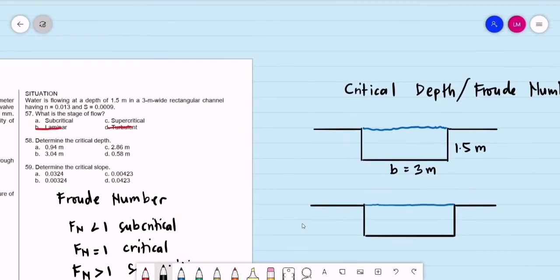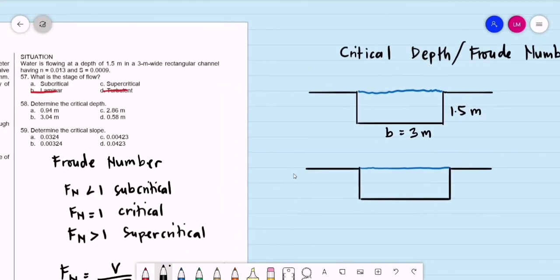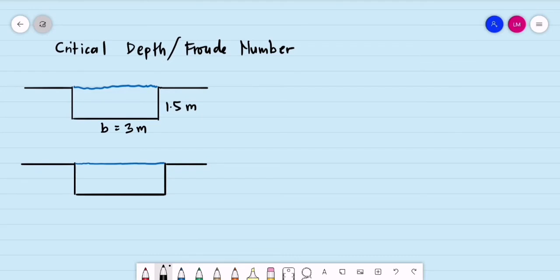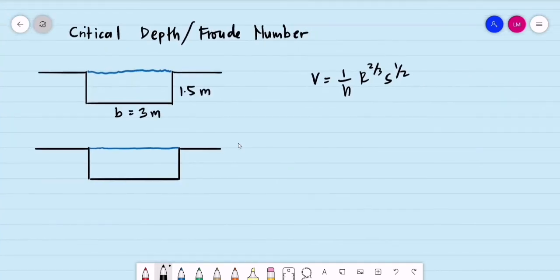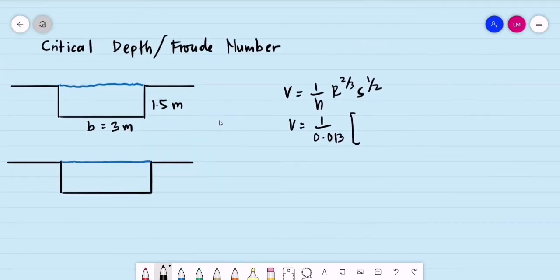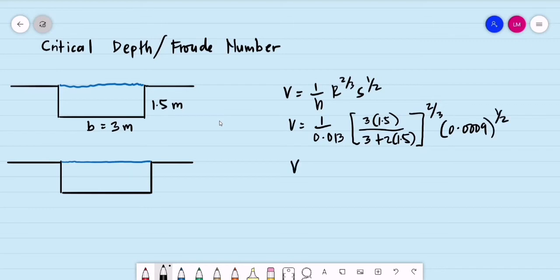In this example, let's first get the velocity. How did we get the velocity of flow last time? By Manning's, the velocity of flow is equal to 1 over n, hydraulic radius raised to 2/3, hydraulic slope raised to 1/2. What are our givens? We are computing the velocity of flow, equal to 1 over the roughness coefficient 0.013, times the hydraulic radius, which is area over wetted perimeter. The area is 3 by 1.5 meters. The wetted perimeter is 3 plus twice 1.5. If you forgot, recall our lecture on open channels. Raised to 2/3, the slope is 0.0009, raised to 1/2. Okay, computing for the velocity of flow.